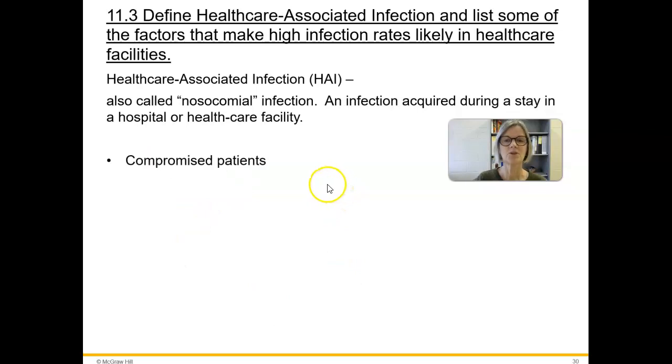So the question is, list some of the factors that make high infection rates likely in healthcare facilities. First of all, in a healthcare facility, in a hospital or nursing home, you're going to have a lot of compromised patients. You have patients that are very ill, so their immune systems are stressed. Maybe they went through surgery, so they have wounds. They might have different catheters, urinary catheters or IV catheters, and they can become infected. So there's all sorts of reasons why we would have healthcare-associated infections for compromised patients.